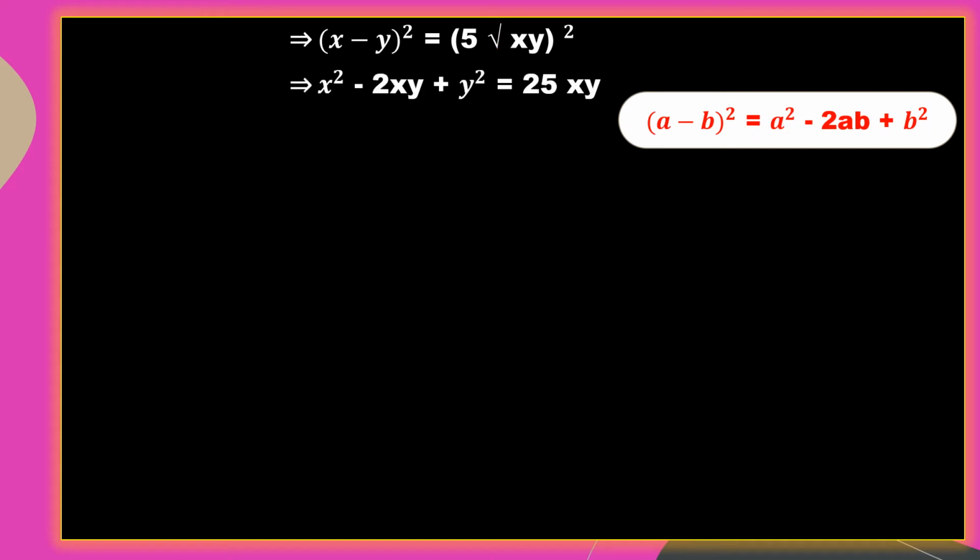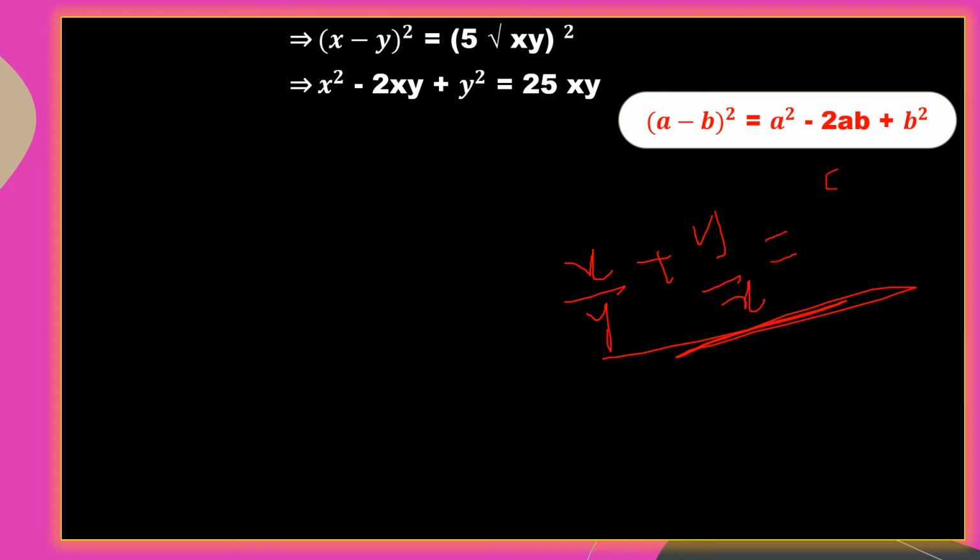So the power should be given to both of them. 5 square means 25, and square root of xy whole square means the square root and the 2 will be cancelled, so it will be just xy. Okay, so in the given question we have x by y plus y by x. He asked x by y plus y by x. So no square should be there, and here we should find out what the value should be.